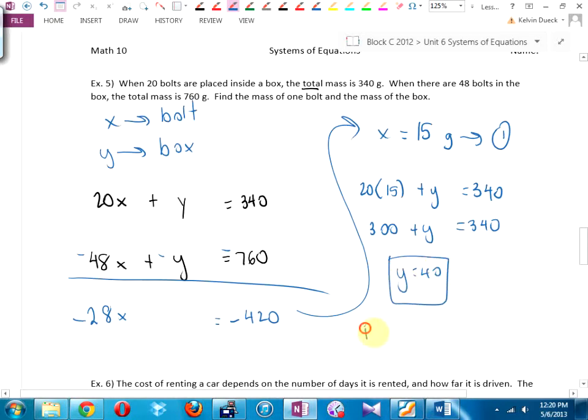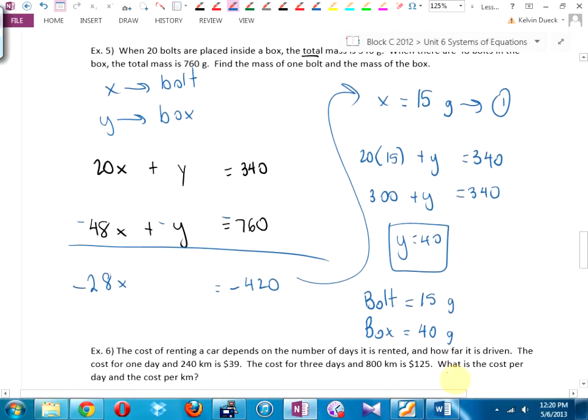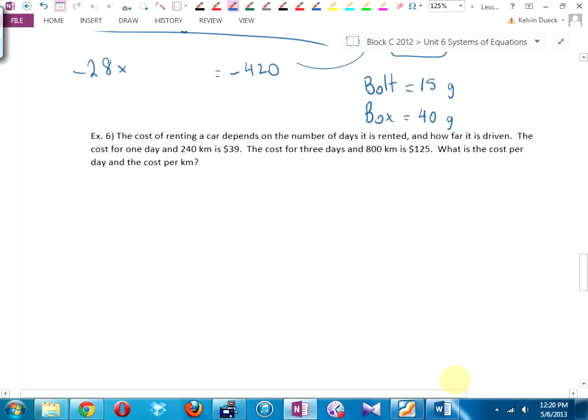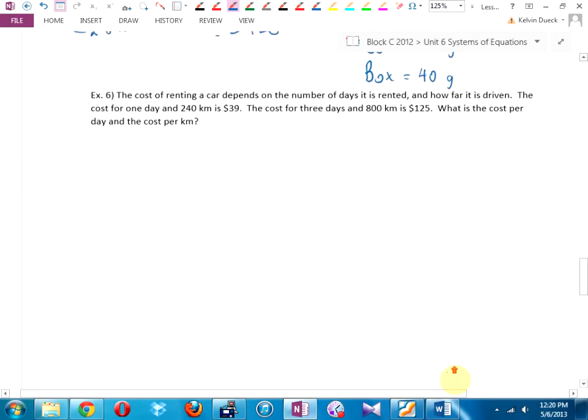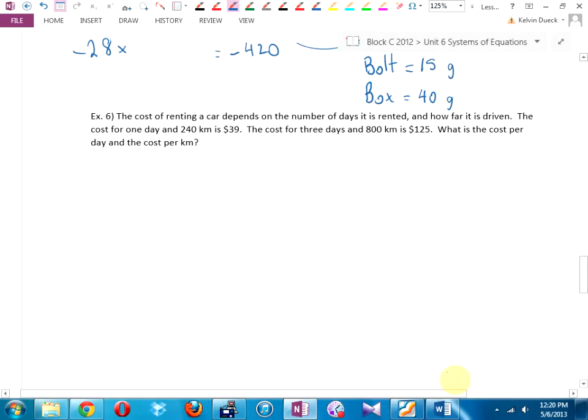So, bolt, 15 grams, box, 40 grams. I think I got 6, 7, and 8, or just 6 and 7? 6 and 7. Okay, yep. 2 more.